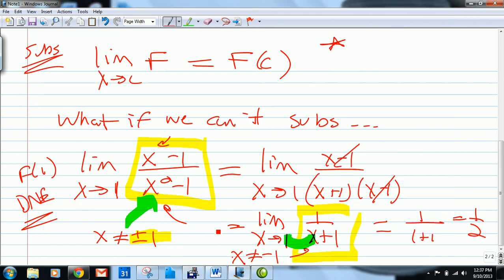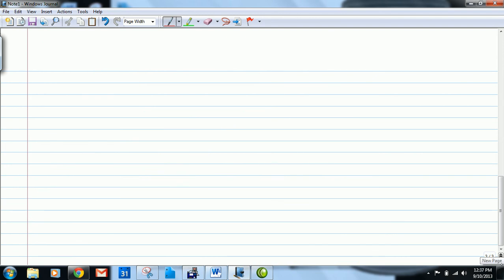Okay, that's good for today. What I want you to think about for now is the following problem. Limit as x is going to -1 of that same x minus 1 over x squared minus 1.